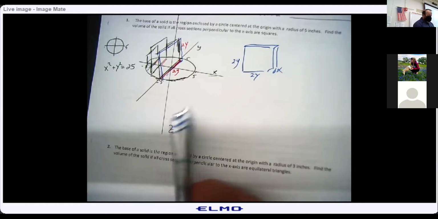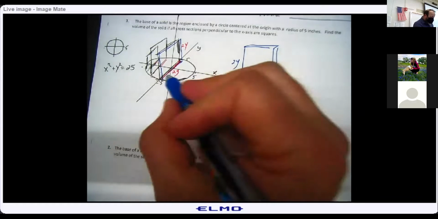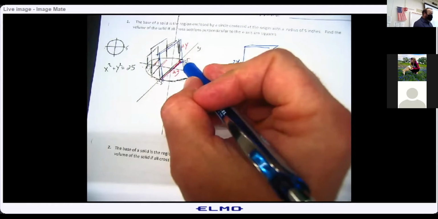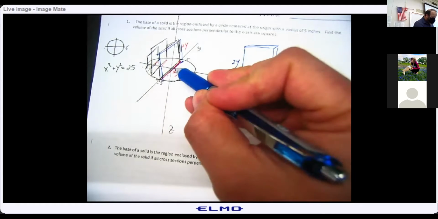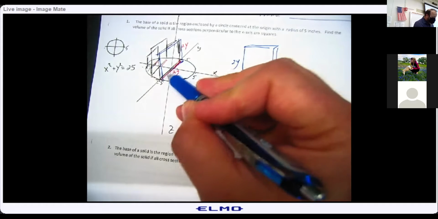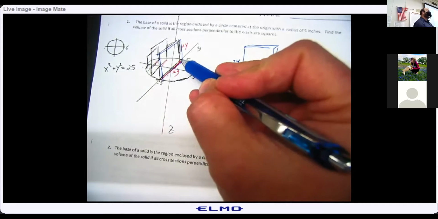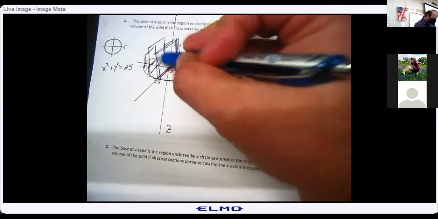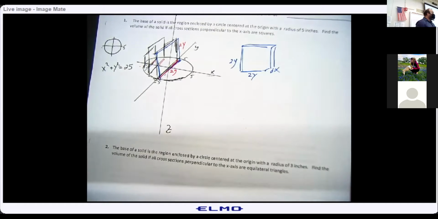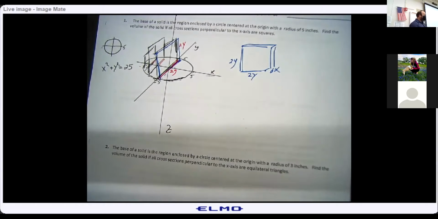But here's the deal. Do you guys follow that this right here is 2y? Do you understand why that's the case? From here to here, this is the y-axis, is y. So this is also y, so that is 2y. I said it's a square, so if this is 2y, then so is this, also 2y. So what is the volume of that piece of the box? Careful. It's 4y squared dx.